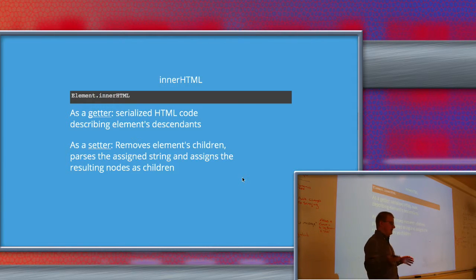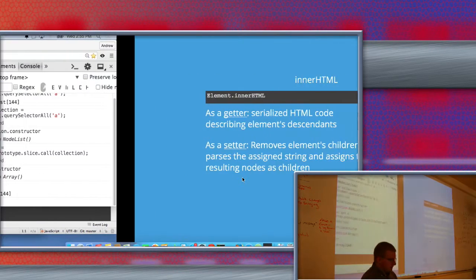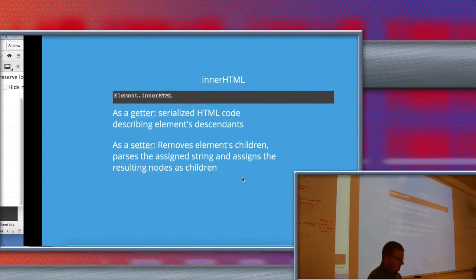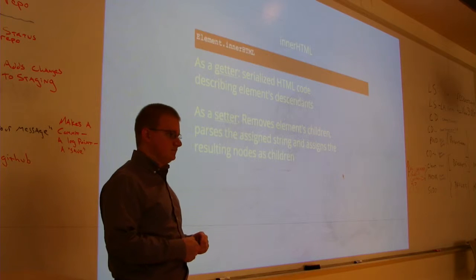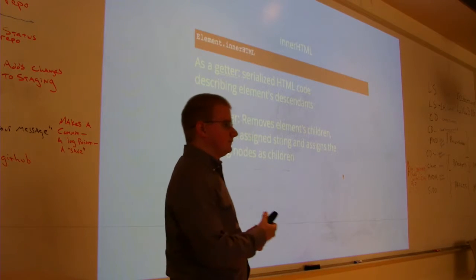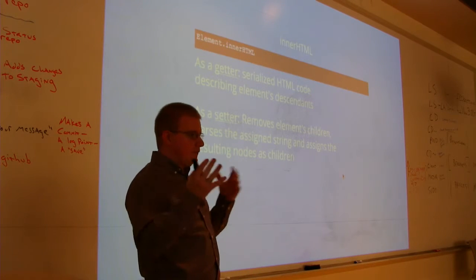Does that make sense? Let's demonstrate it. Wait, say it again. As a getter, it gives the serialized HTML code describing the element's descendants. As a setter, it removes the element's children and parses the assigned string. Okay, got it. So you can use it to get all of what's in innerHTML and set it to a variable, or you could set innerHTML to something. Exactly. You use it both ways.